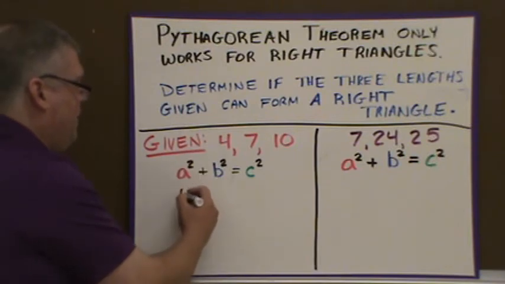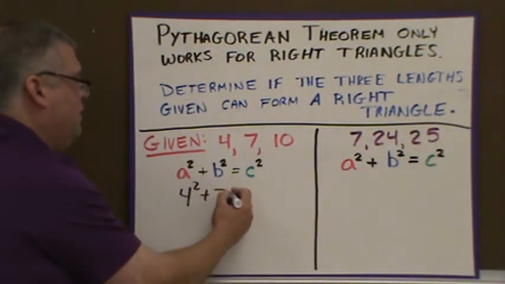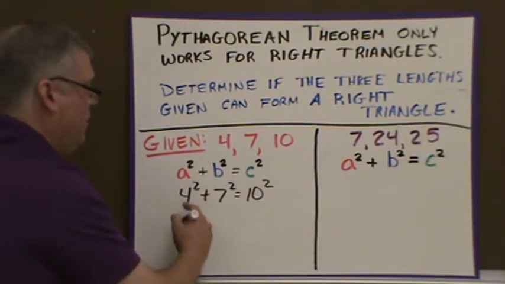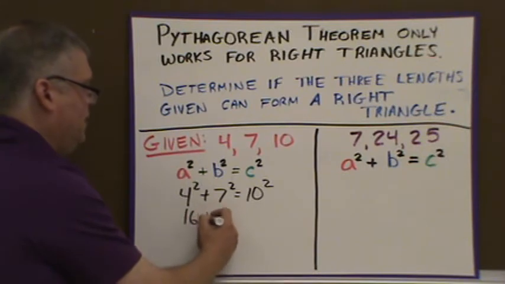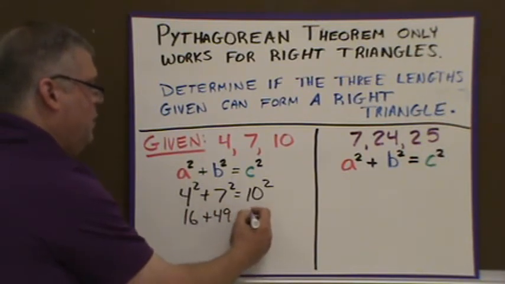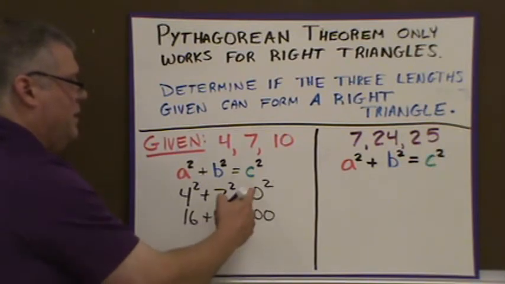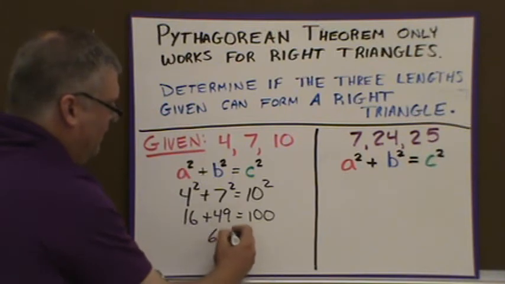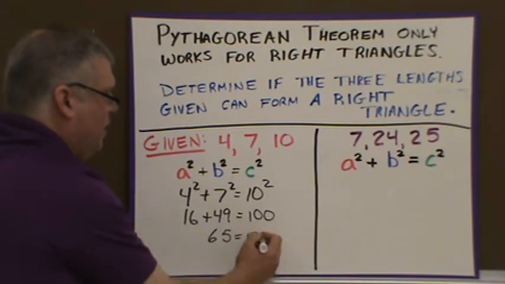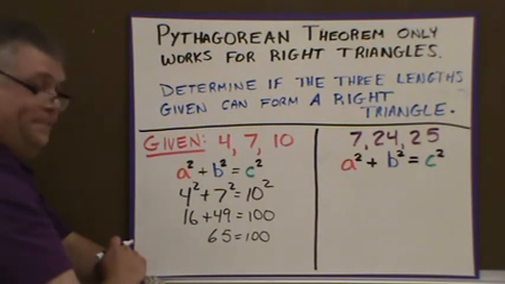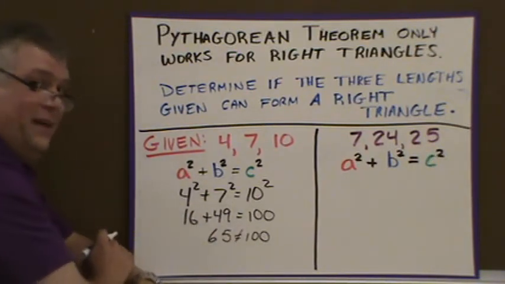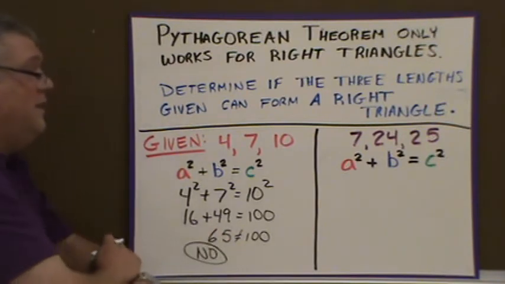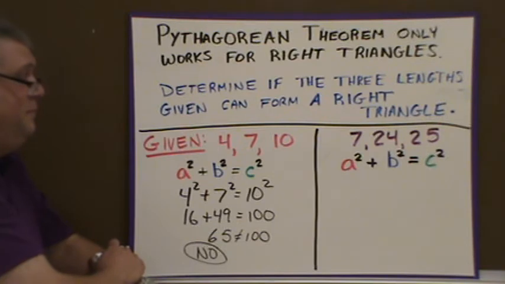So let's plug them in. We got 4 squared plus 7 squared equals 10 squared. Simplify, we get 16 plus 49 equals 100, because 10 squared is 100. 16 plus 49 gives me 65. Does that equal 100? No, it doesn't. Put a non-equal sign there. If they're not equal, then the answer here is no, it does not form a right triangle.